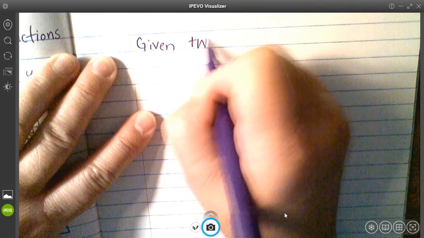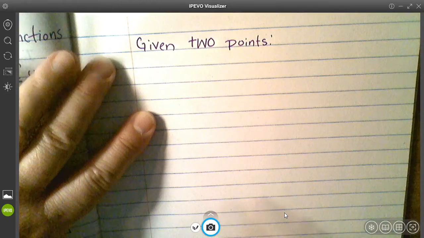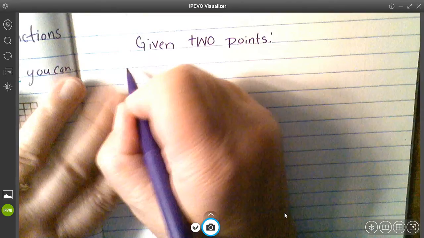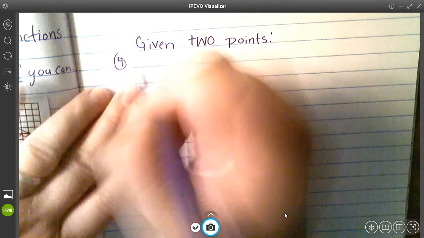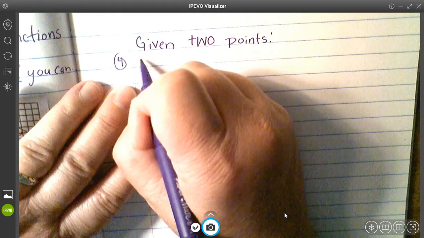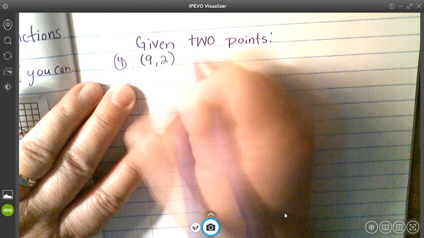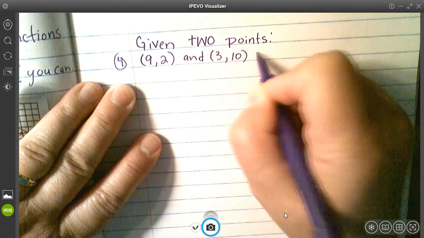Now we're going to write the equation given 2 points. And we're still going to use point slope form, but we will have to find a slope first because we don't have that. So this is example 4, and I have the points (9, 2) and (3, 10) on my line.